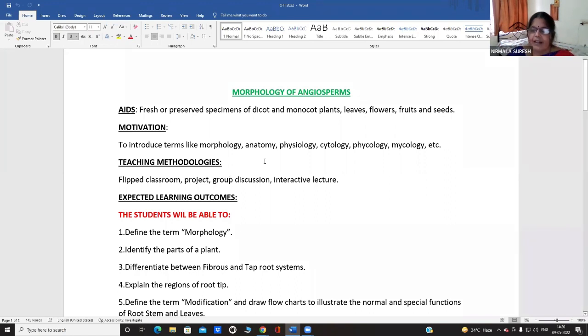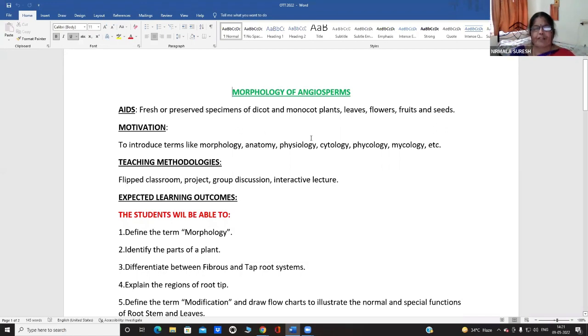Anatomy, the study of internal features, is called anatomy. Though we are going to do only morphology, there is nothing wrong in introducing terms like anatomy, physiology, cytology, phycology, mycology. The phycology and mycology terms may not be there in the reader, because the plant kingdom chapter is there. Phycology, study of algae. Mycology is fungi. Cytology, study of cellular components. Physiology, study of function. So let us tell the children, logos means to study.